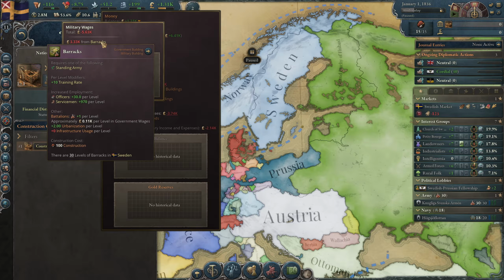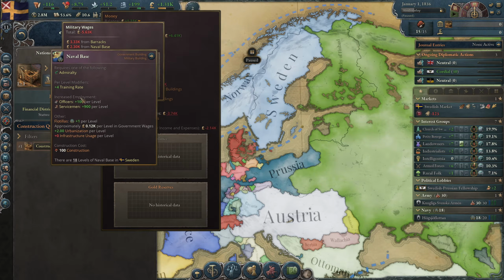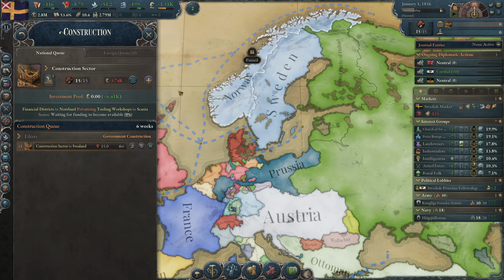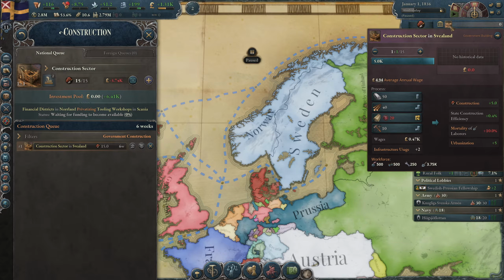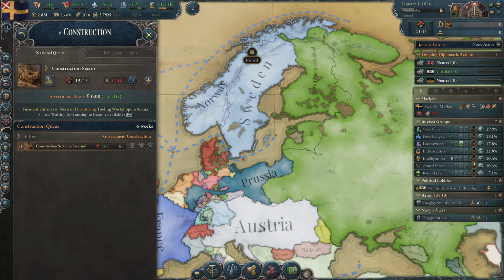Oh, they are both officers and servicemen? Yeah, barracks and naval bases have officers and servicemen, and we need to pay these people. And then we have temporary national expenses, 3.74 for construction goods, because we are building our construction sector. Okay, that is the money.